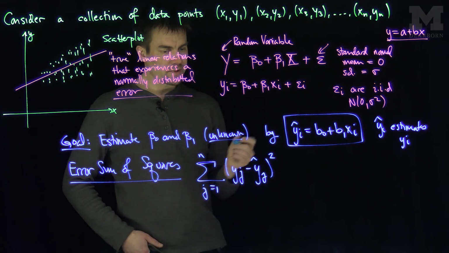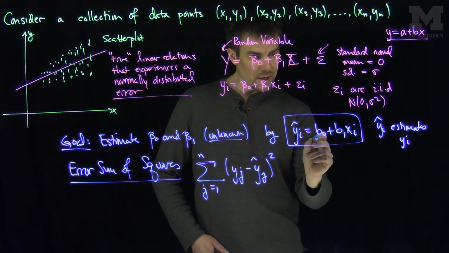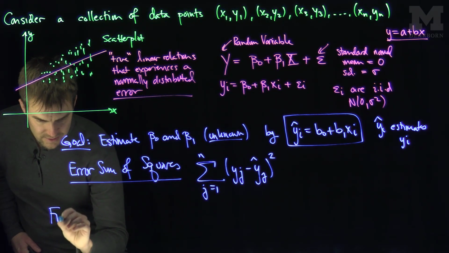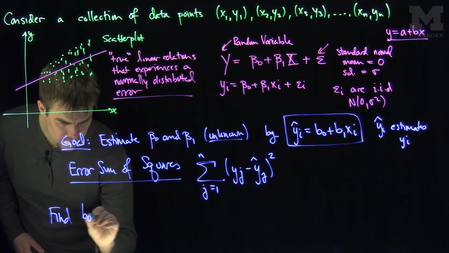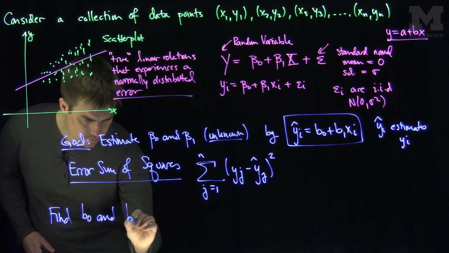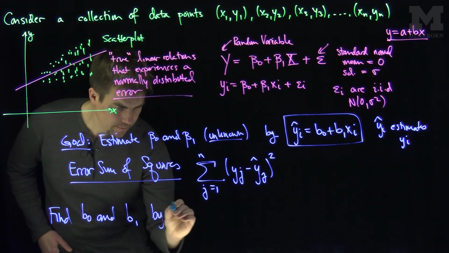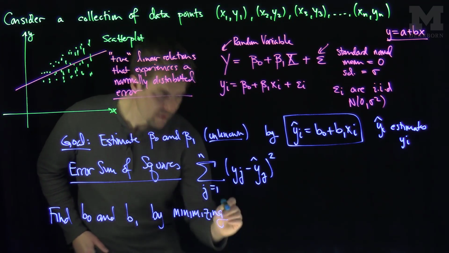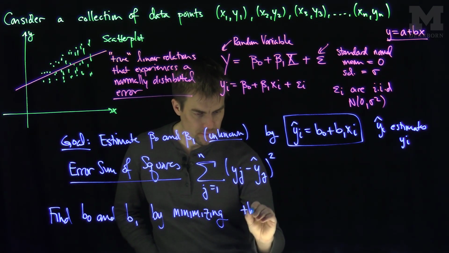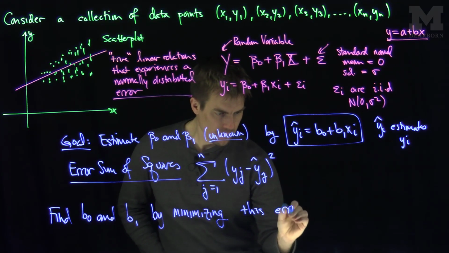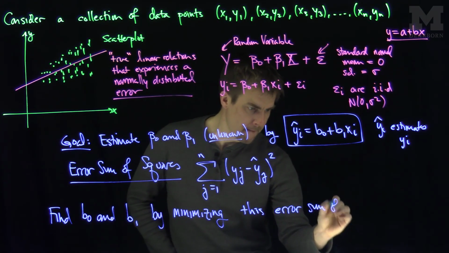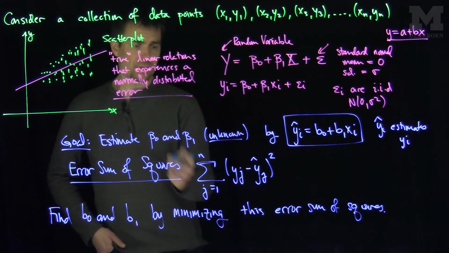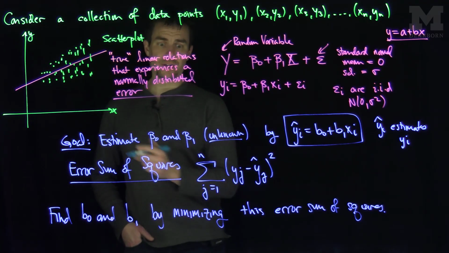And my goal in this problem is to find b0 and b1, so we find these estimates, b0 and b1, by minimizing this error sum of squares. In future videos, we will use calculus to figure out exactly how we minimize this error sum of squares.